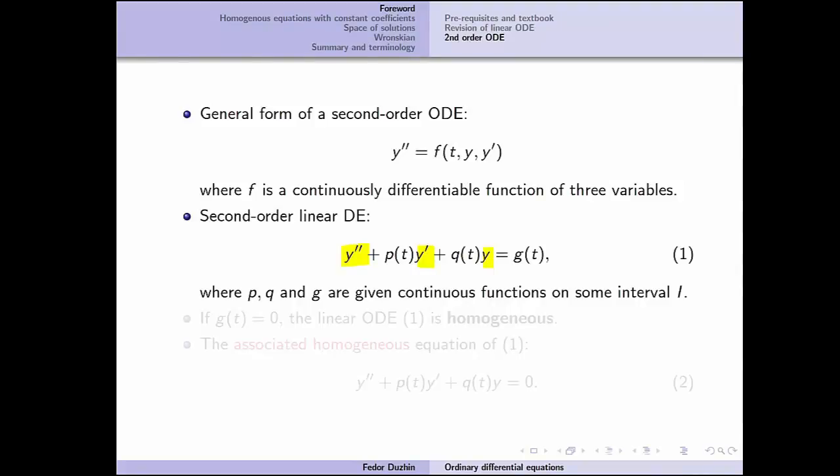I'm sorry about the confusion. Here I denoted the right-hand side by g of t, and later somehow I switched to q of t. I hope it's not going to be too much trouble.